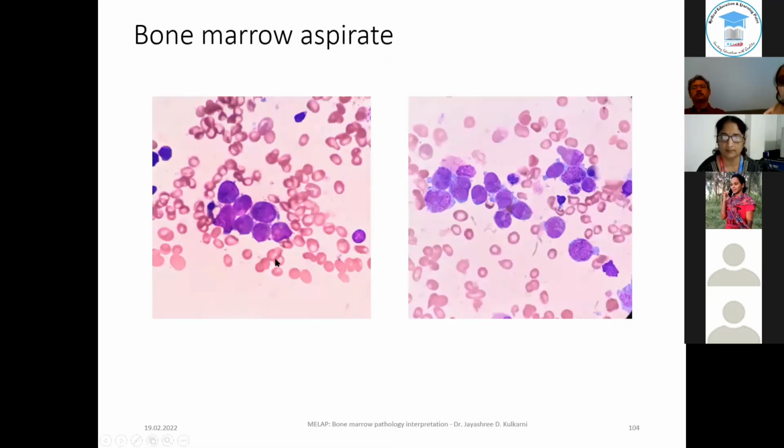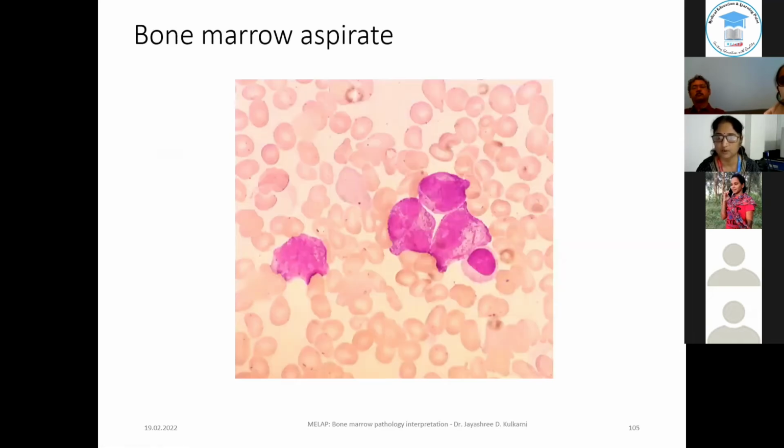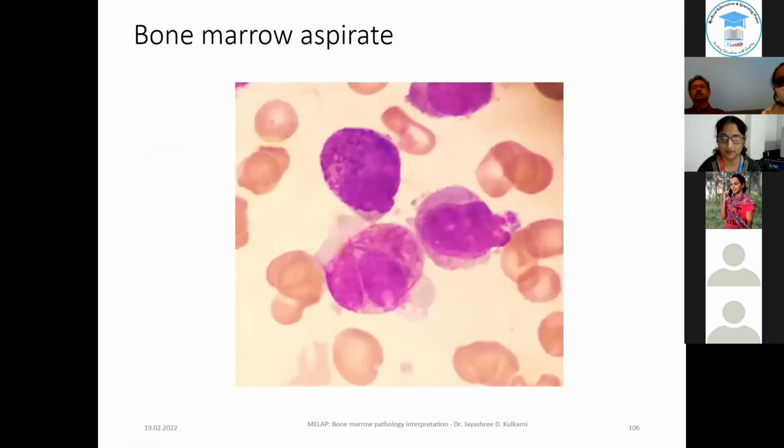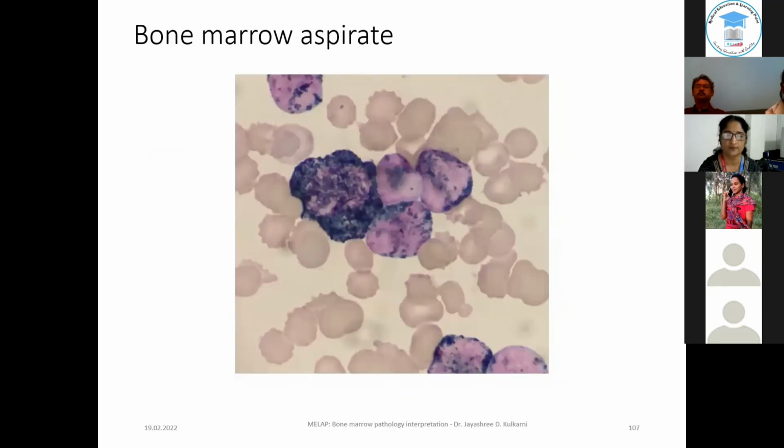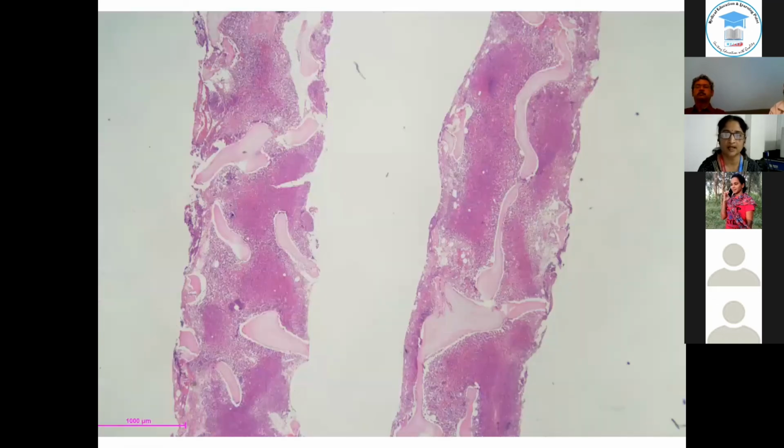But when you look at the marrow, it is quite evident that these are abnormal granular myeloid blasts. They're quite granular, and you can see this is what a typical faggot cell looks like, with multiple Auer rods. In Sudan black staining, it stains positive. So all those are the abnormal promyelocytes with high granularity and faggot cells.